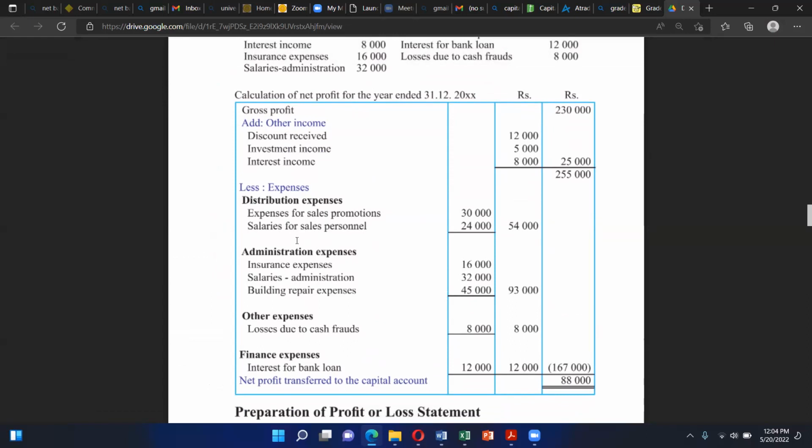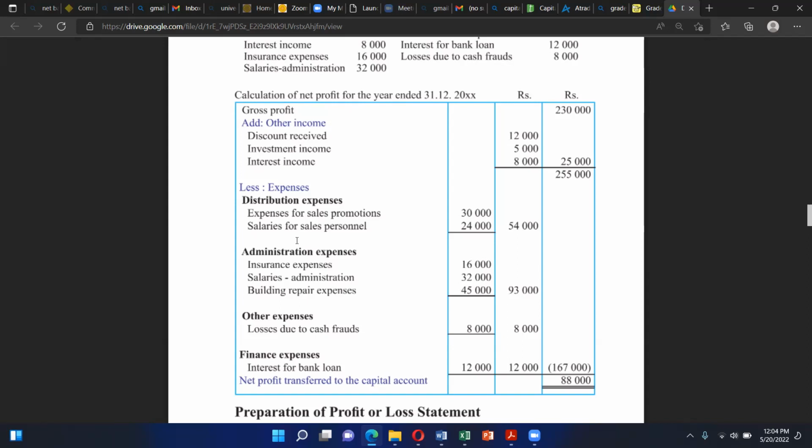And admin expenses, insurance expenses, salaries, administration, building repair expenses. Losses due to cash frauds, other expenses, interest on bank loan, 12,000. Then you take the totals and put them into the second column. Distribution expenses 54, admin 93, other 8, finance 12.